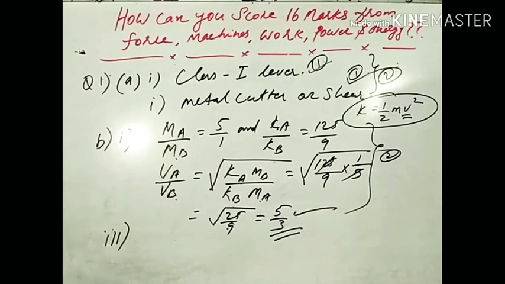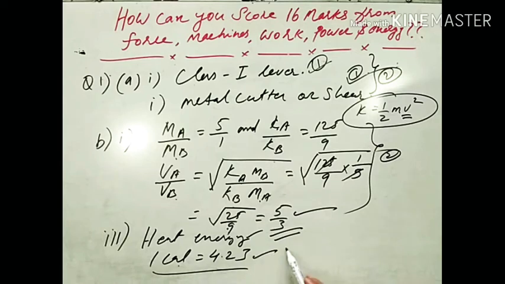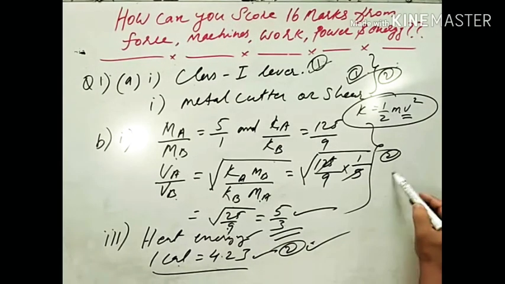Name the physical quantity which is measured in calorie. Of course, you know it, heat energy, right? How is calorie related to the SI unit of this quantity? So 1 calorie is equal to 4.2 joule. That is the relation between calorie and joule. So heat energy, and 1 calorie is equal to 4.18 joule or approximately 4.2 joule. So 2 marks. So total 2 plus 2 plus 2, you are getting 6 marks.